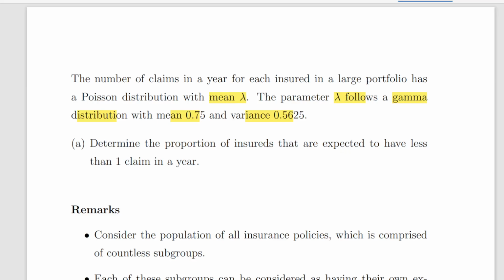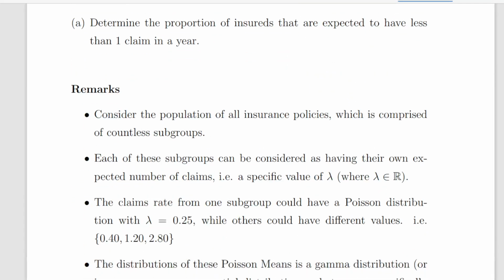Okay? So this just requires a bit of lateral thinking about what the question is actually about. In the first instance, what's the probability of lambda less than or equal to 1? That's what we're just asked here. But let's take a broad view here. Consider the population of all insurance policies, which is comprised of countless subgroups. Okay? So just a countless number of subgroups in the population.